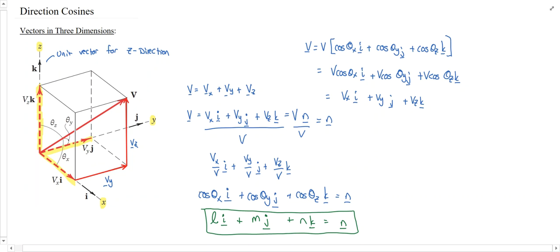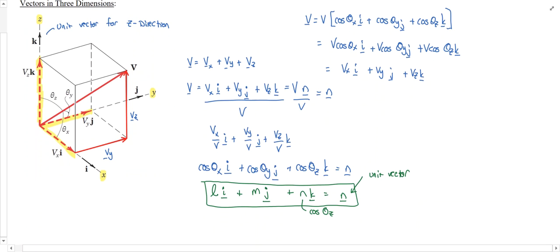Now, literally, the reason they chose L, M and N, and it's a little bit unfortunate because this letter N appears over here. This is the unit vector. This is the total thing. This is just cosine of theta z. So I understand if you get a little bit confused here, but we're not going to use this very often. I promise you it won't be that big of a deal. And so L, M and N become these cosines. And what we can really write is that Vx is really V times L, and Vy is really V times M, and Vz is really V times N. Be careful with that.